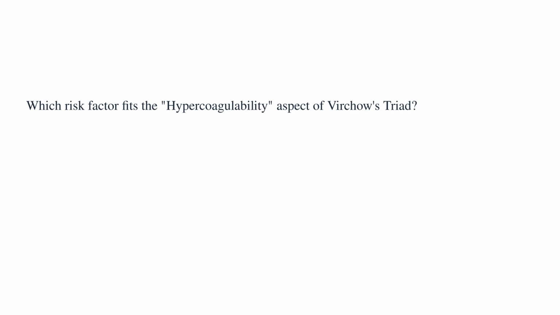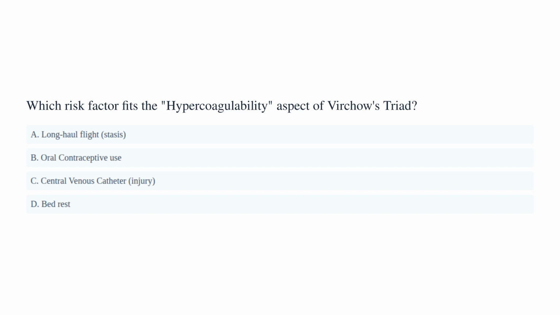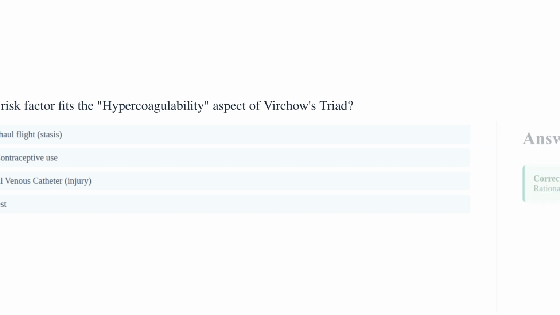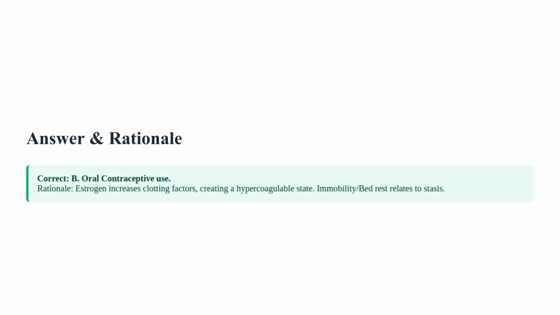Which risk factor fits the hypercoagulability aspect of Virchow's triad? Is it a long-haul flight, oral contraceptive use, a central venous catheter, or bed rest? The answer is B, oral contraceptive use. Oral contraceptives elevate estrogen levels, which increases the risk of clot formation, classifying it under hypercoagulability.